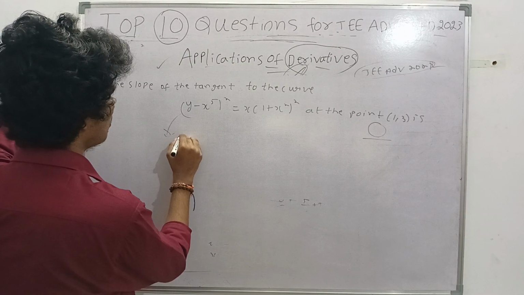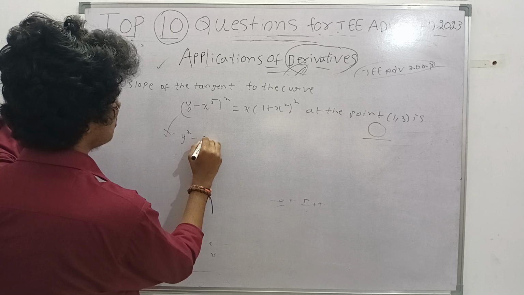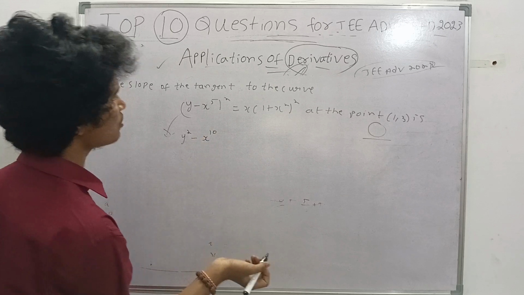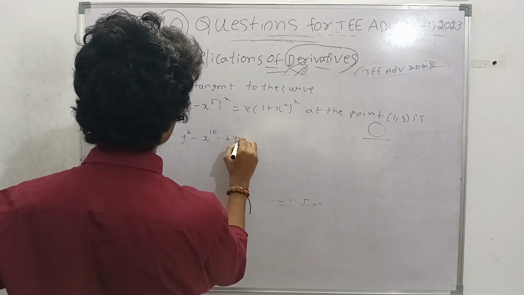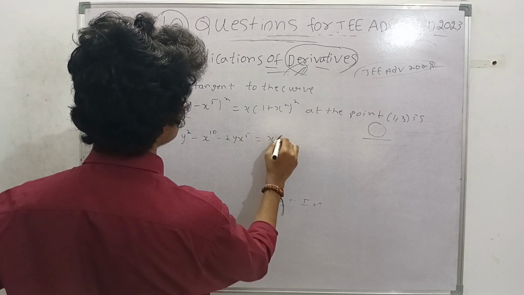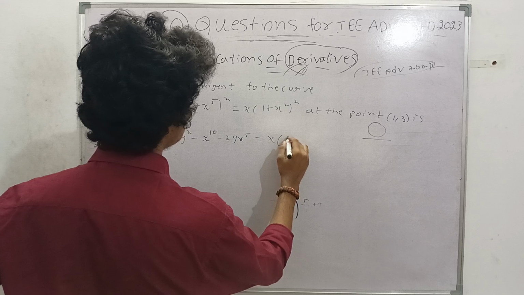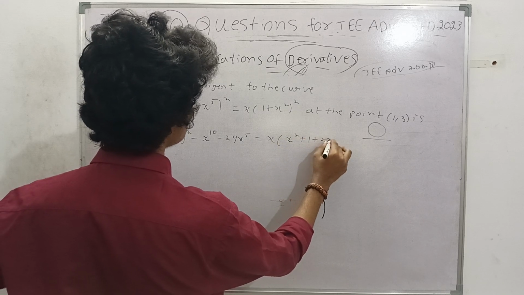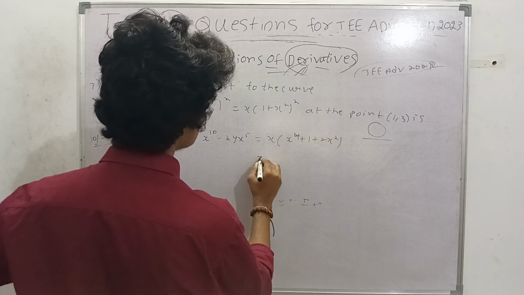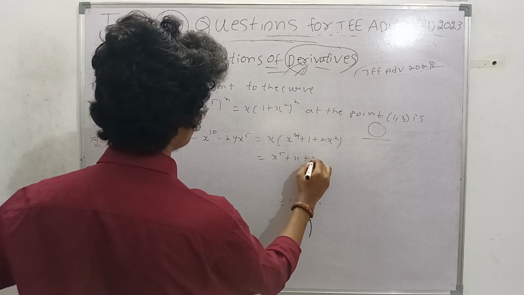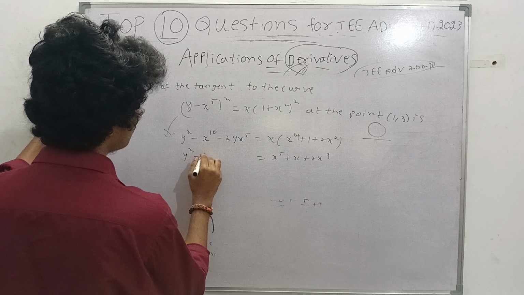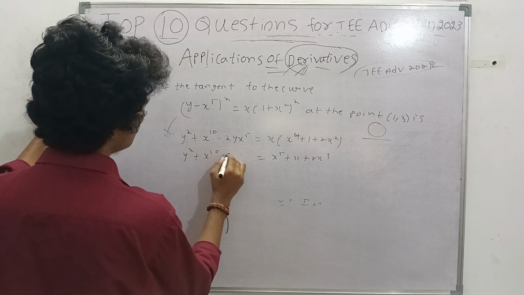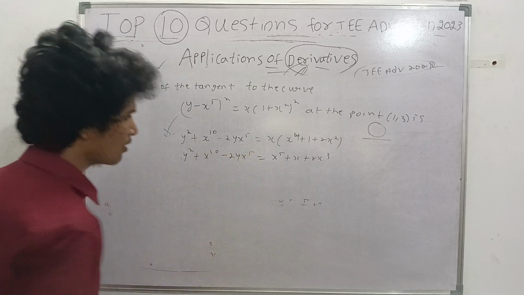We can directly solve: y square minus 2y x power 5 plus x power 10 equal to x into (1 plus x square) whole square, which is x into (1 plus 2x square plus x power 4). So it will be x power 5 plus x plus 2x cube. Here it will be y square minus x power 10 minus 2y x power 5.